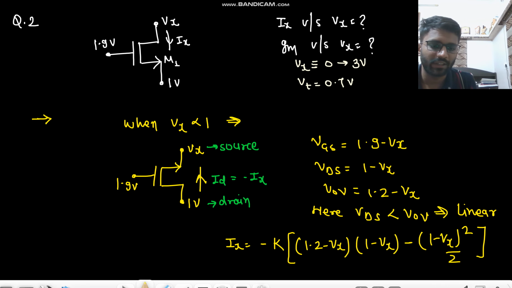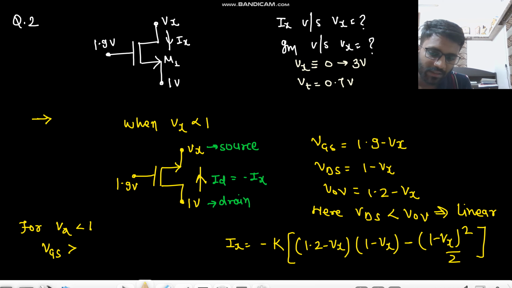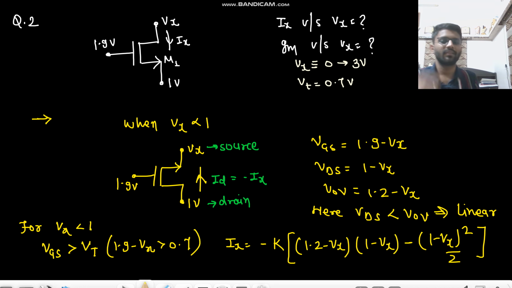For Vx less than 1 volt, VGS is always greater than VT. That means 1.9 minus Vx is always greater than 0.7, right? For Vx less than 1 volt, that means the MOSFET will never be turned off.